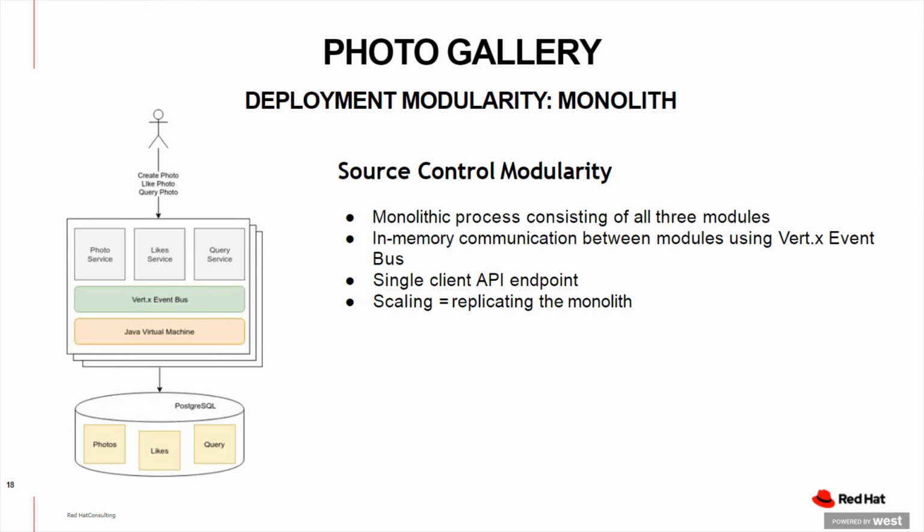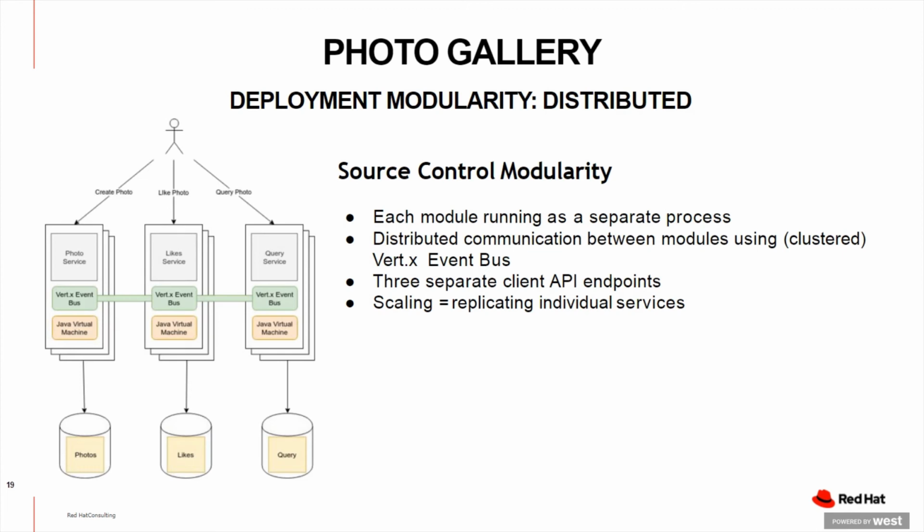Coming to the second way of deploying the photo gallery, that would be the distributed or microservices deployment. You can see that each of the modules is running in its own service, and services are talking to each other again over a Vert.x event bus. However, this time it is an event bus running in clustered mode, so that the communication really traverses a physical network. So now we are looking at a real distributed application with all the downsides connected with it, for example, the reliability of the network and other things.